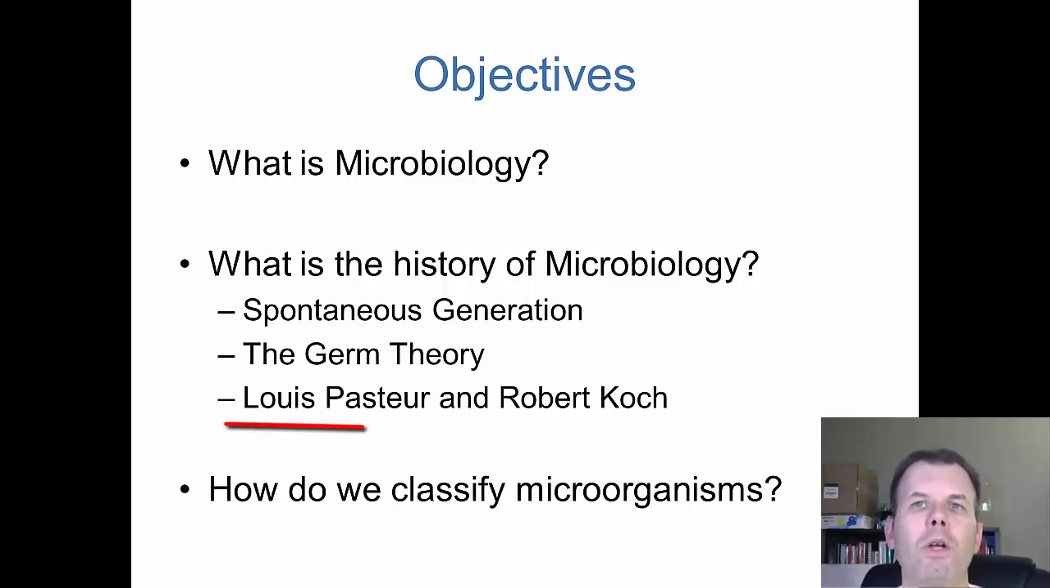And then finally, we're going to look at two main characters that really changed the face of microbiology. First we're going to talk about Louis Pasteur. You probably have heard his last name used quite a bit if you've ever drunk a gallon of milk or orange juice or maybe even some beer, and that's called pasteurization. This is a method he developed in order to kill microorganisms.